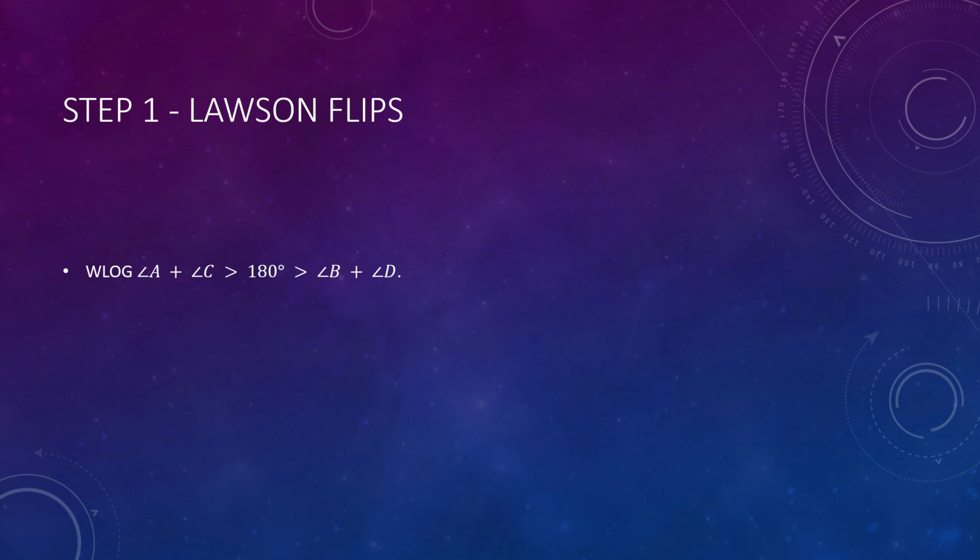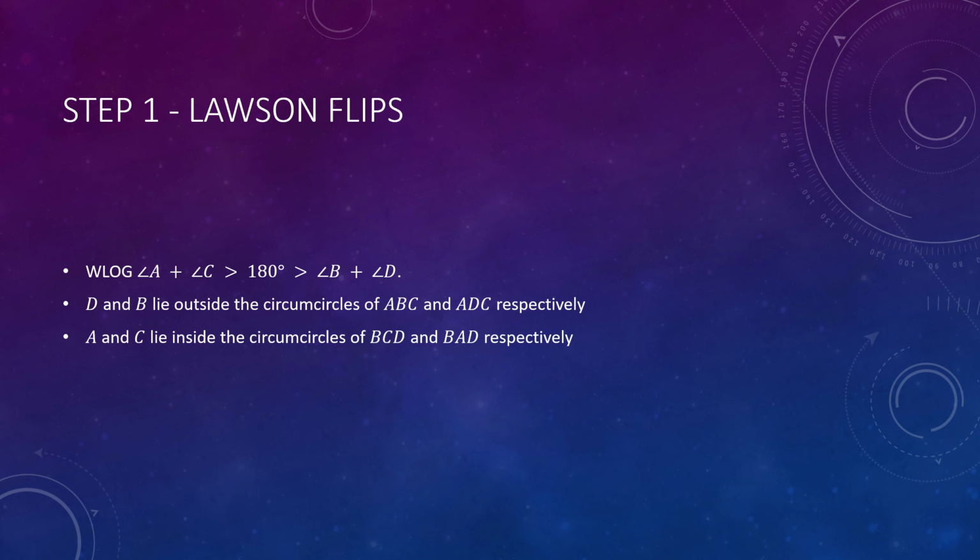They are called Lawson flips. So in a convex quadrilateral ABCD, which is not cyclic because the points are assumed to be in general position, we can assume without loss of generality the following angle inequality. The sum of angles A and C is larger than 180 degrees, and the sum of angles B and D is smaller than 180 degrees. Then, using geometry facts, we can conclude that D and B lie outside the circumcircles of triangles ABC and ADC, whereas points A and C lie inside the circumcircles of BCD and BAD.